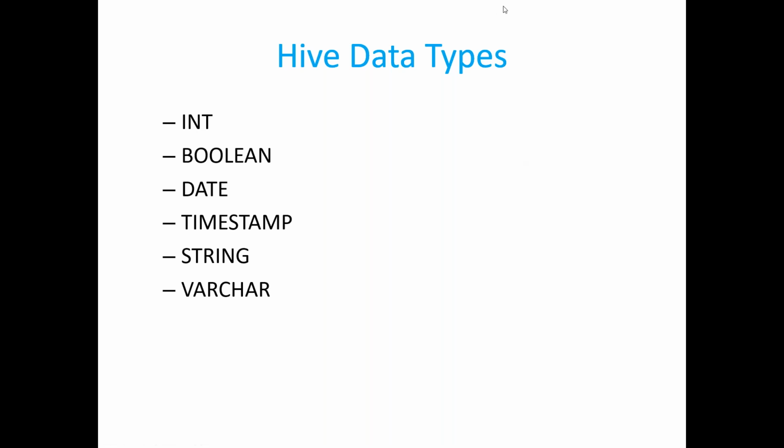So the first one is nothing but integer type. So we will use the integer type especially to define the employee ID, student ID, product ID, customer ID, etc. And then Boolean type can have either true or false values, nothing else. Suppose you wanted to understand whether a person is eligible for voting or not, whether a person is a senior citizen or not, either true or false values, nothing else. Coming to the next one, date type. Date could be for hiring date, date of birth, date of joining, etc.